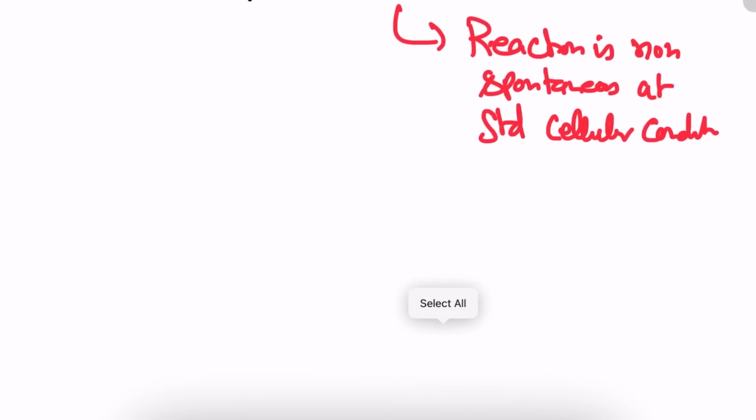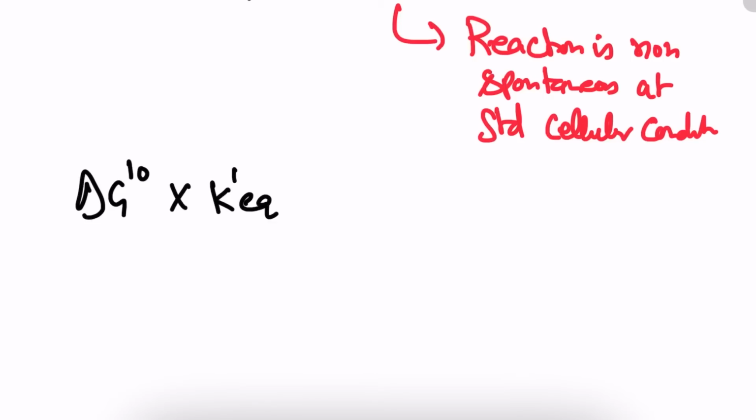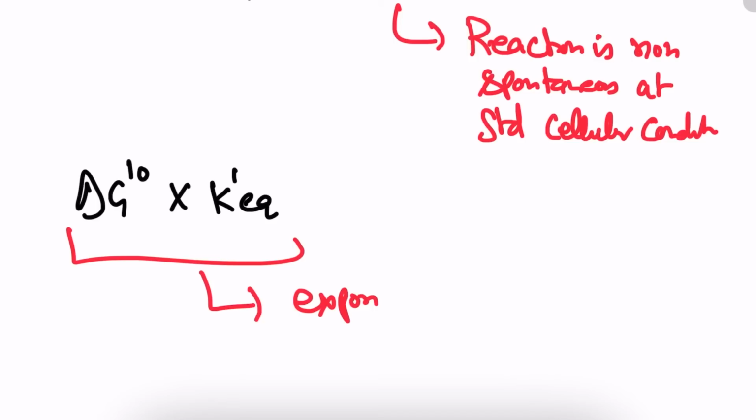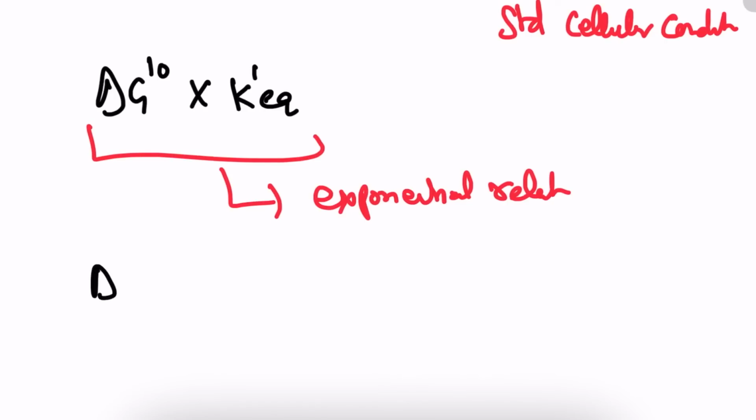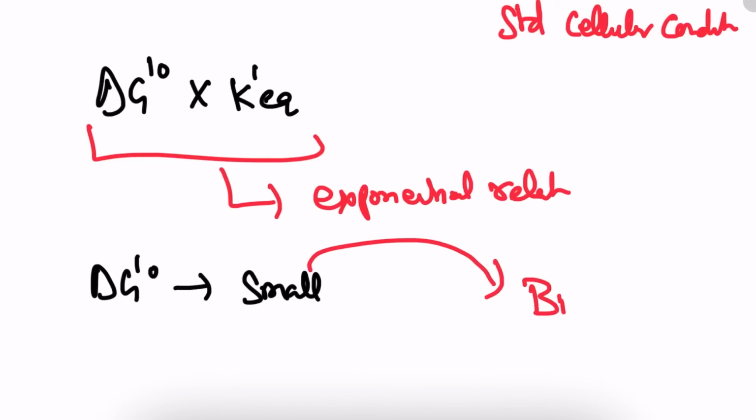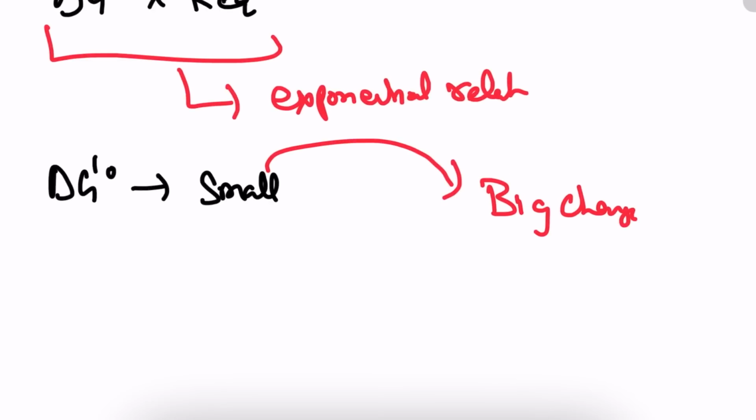Now I just want to tell you that the relationship between delta G prime naught and K equilibrium is exponential. So you are going to have an exponential relationship between them. What is going to happen if by chance there is a very small change in the value of delta G? You are going to see a big change in the value of K equilibrium. So this point you must keep in your mind.